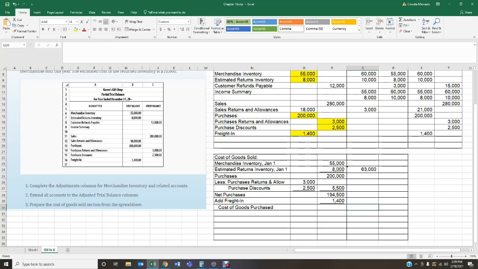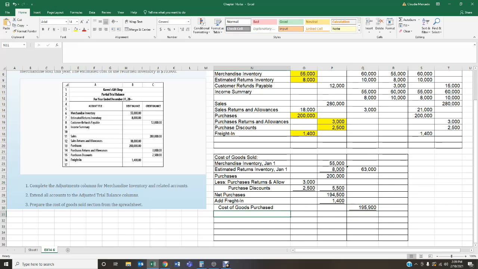So to calculate our cost of goods purchased, I'm going to go ahead and get my net purchases plus my freight. That's going to give me $195,900.